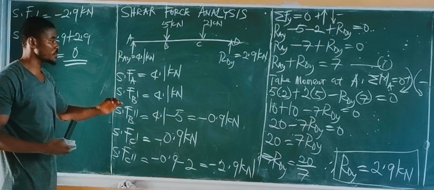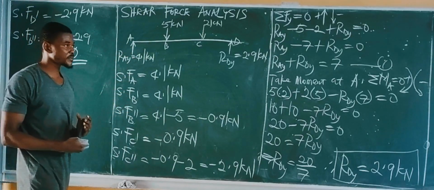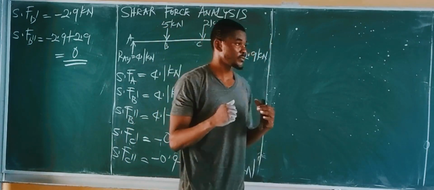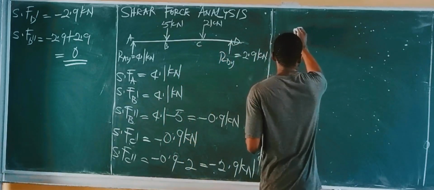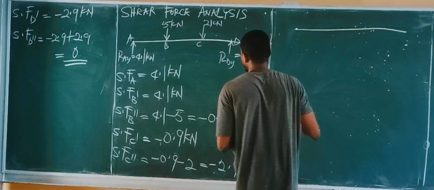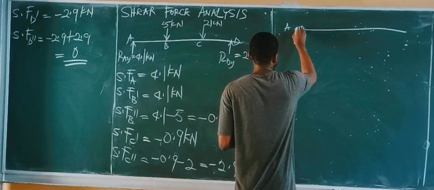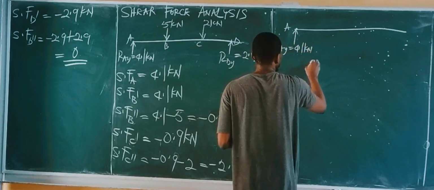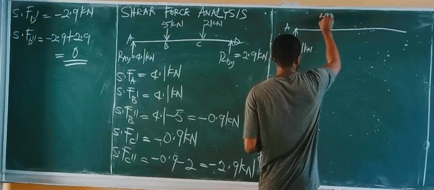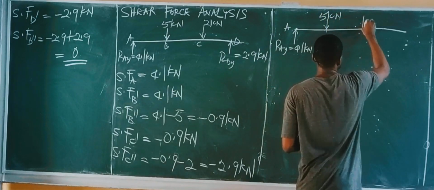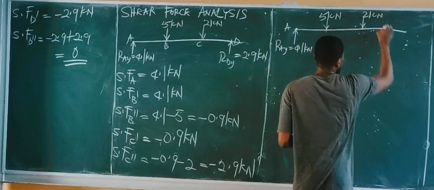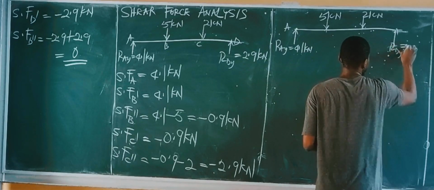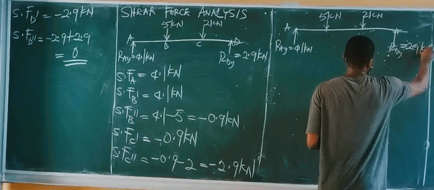So the next thing to do now is to simply draw the shear force diagram. Okay, so to draw the shear force diagram, we have to invoke back the beam. So bring back the beam, and at point A we have RAY, which is 4.1 kilonewtons. Point B we have 5 kilonewtons force. Point C we have 2 kilonewtons force. And then point D we have RDY, which is 2.9 kilonewtons.